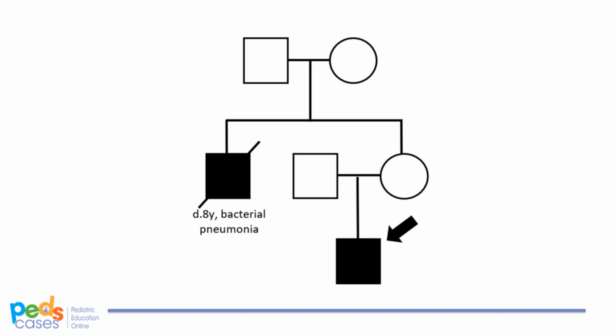This case was based on X-linked agammaglobulinemia, which is an immune deficiency that affects males and prevents B-cell maturation, resulting in susceptibility to bacterial infection. Other X-linked recessive conditions that you might encounter include red-green color blindness, hemophilia, and Duchenne's muscular dystrophy.